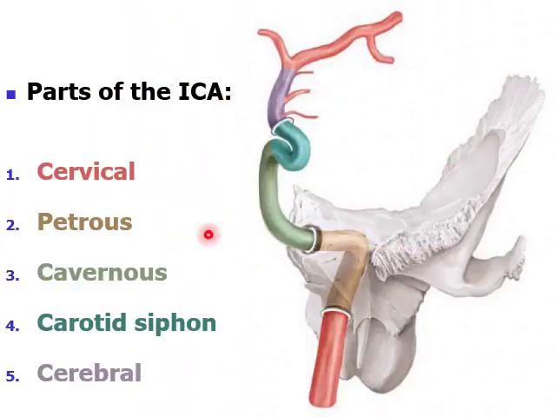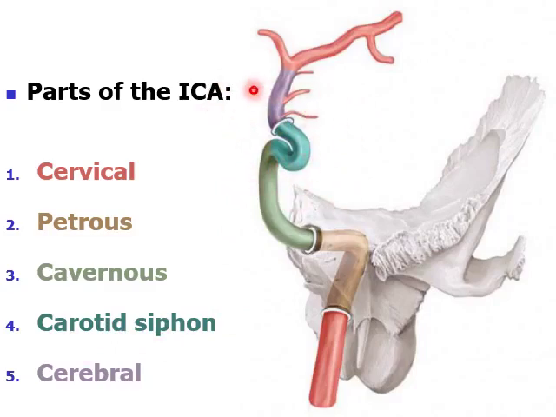To summarize, as we said, we've got a cervical portion of the internal carotid, a petrous part of the internal carotid, a cavernous part of the internal carotid. This part would be inside the cavernous sinus, a twist in the path of the internal carotid artery at the anterior end of the cavernous sinus, twisting back. This is called a carotid siphon. This is a radiological finding. This is not an actual part of the artery.